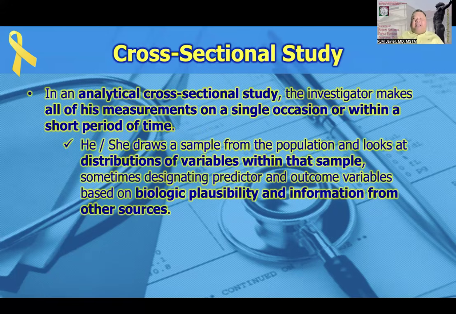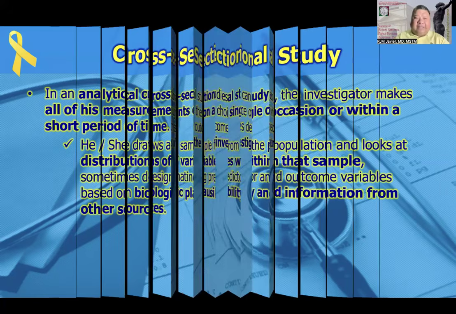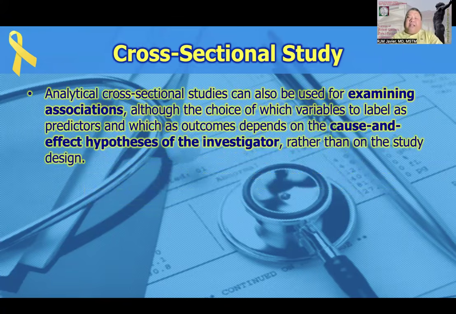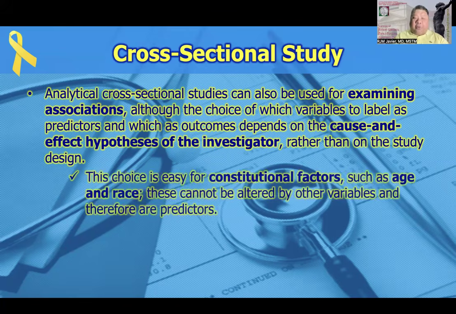And because you analyze the variables at a single point or a single period in time, that disease, that cause-effect relationship, the hypothesis will rely primarily on biologic plausibility and information regarding possible causal relationship coming from other sources. Analytical cross-sectional studies can be used for examining association. And again, your cause-effect hypothesis would rely or would bank on what previous existing information the investigator would have.